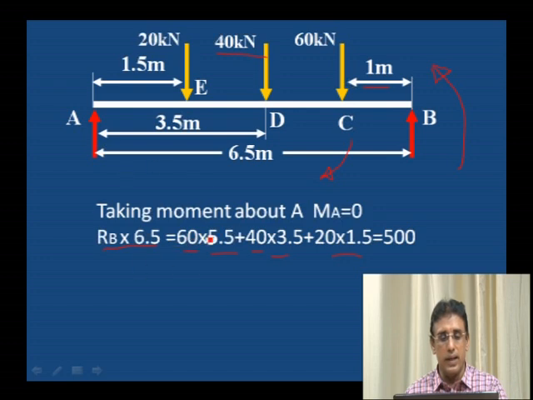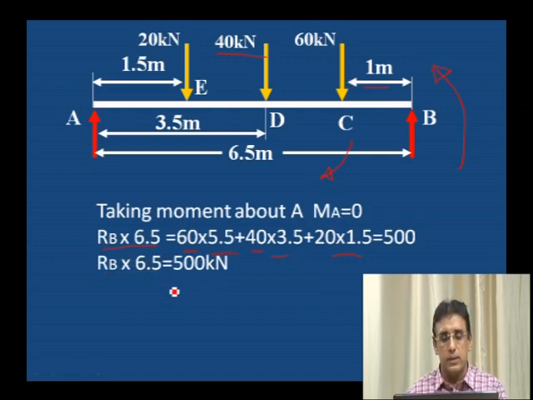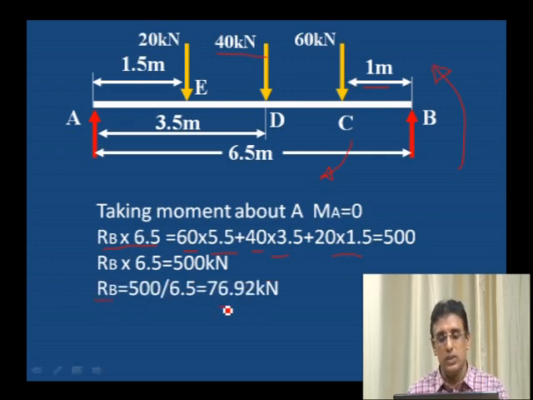All these are the negative moments, transferred into the right hand side, and the left hand side has the reaction. RB into 6.5 is the moment due to reaction, and all other moments are due to the loads. If we equate this, we will easily get the RB value. RB is equal to 76.92 kilonewton.